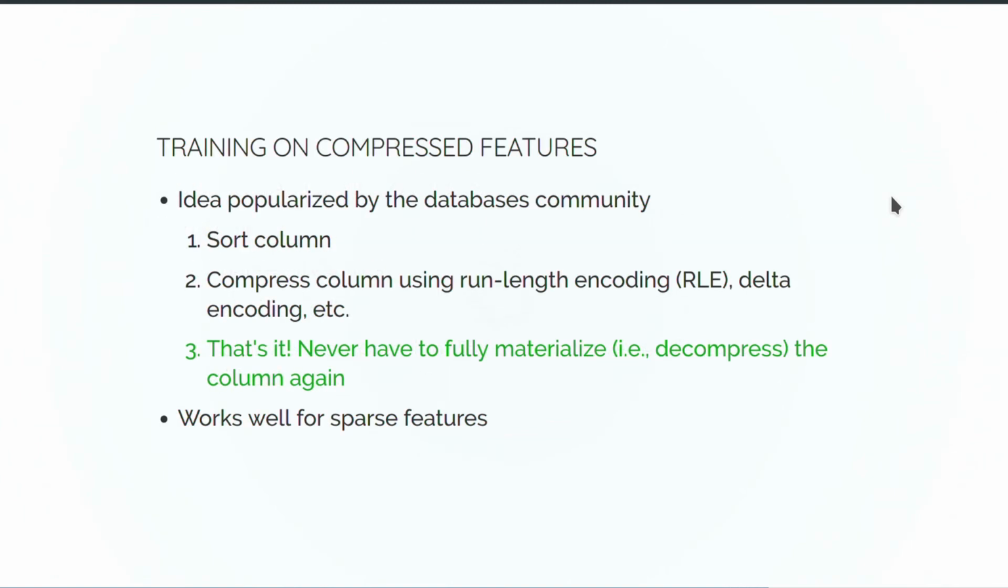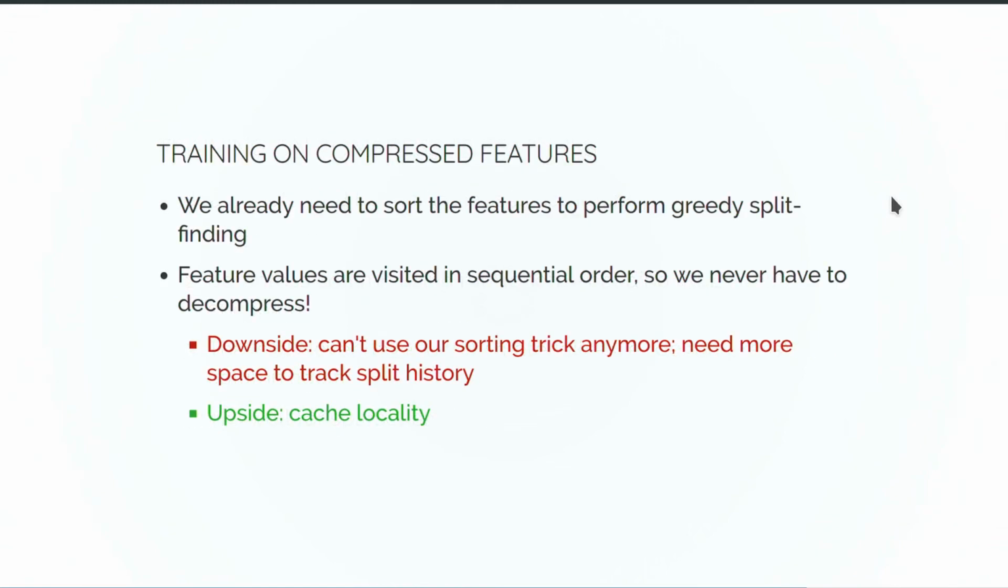This is another idea we stole from databases, the ability to do analytics on compressed data. Specifically, in the pre-processing of our algorithm, we sort on the values in the column as before, and then compress it, and then never decompress it, but rather continue operating on this compressed column representation. Why can we do that?